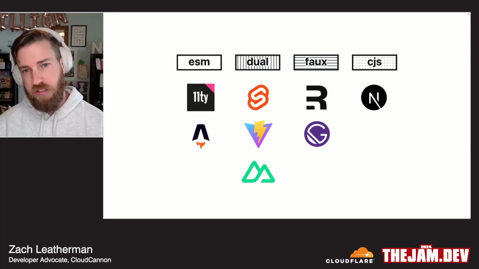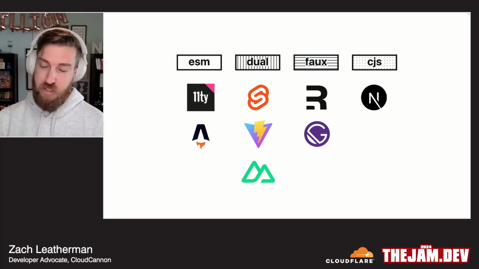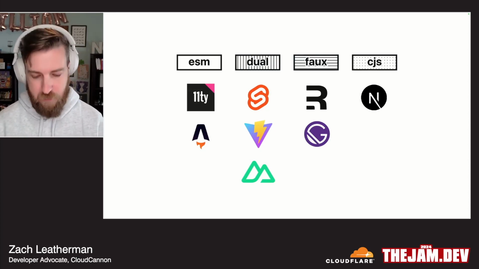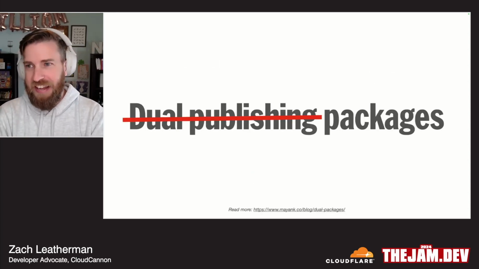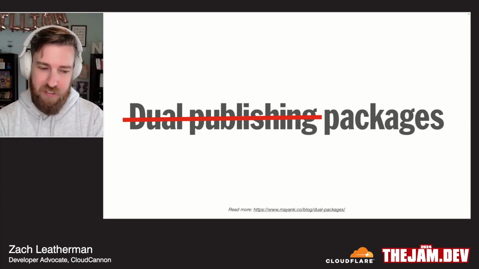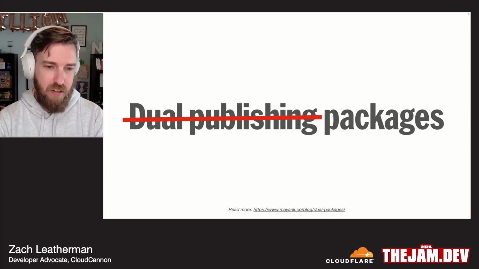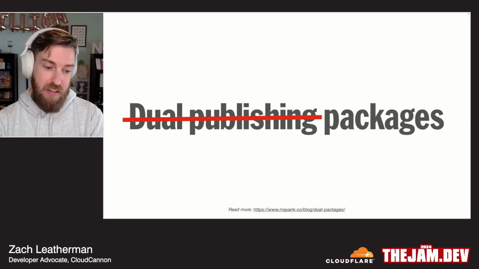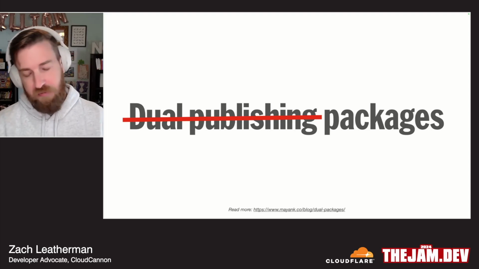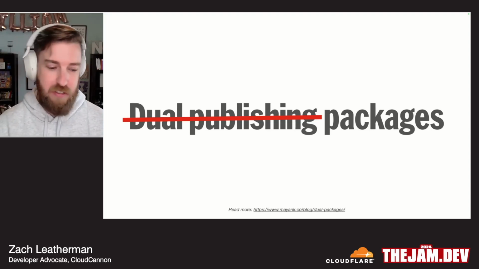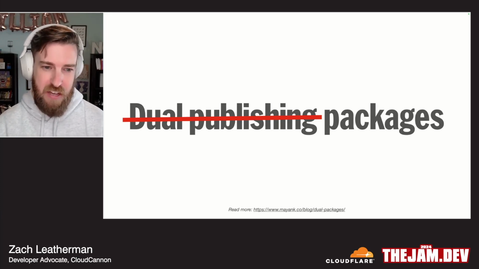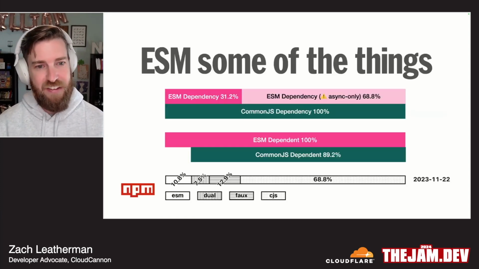And there are a bunch of tricks that you can do to publish a CommonJS and an ESM at the same time. But I'm not going to be doing that. I don't think it's worthwhile. I think the technical overhead here is quite a bit, and avoiding dual publishing is really going to save a lot of toolchain complexity and maintenance moving forward. So I'm just going to avoid that at all costs.